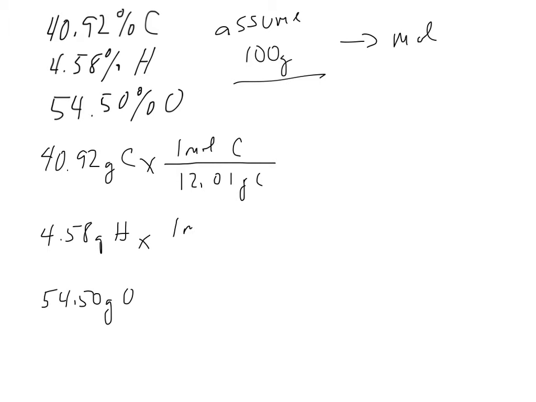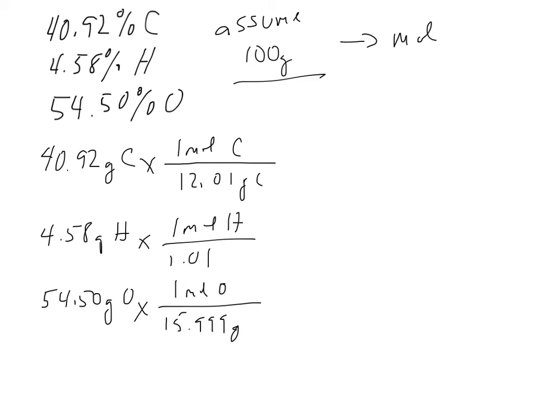4.58 grams of hydrogen times 1 mole of hydrogen is, I'm going to actually use 1.01 grams of hydrogen. There's a reason why I'm going to do this. You can be a little bit lenient when determining empirical formulas with your molar masses because of the error involved in the actual experiments. You usually get a better answer if you're not using like 15,000 sig figs. Then for oxygen, 1 mole of oxygen is 15.999 grams of oxygen. Let's see what happens when I do all these calculations.